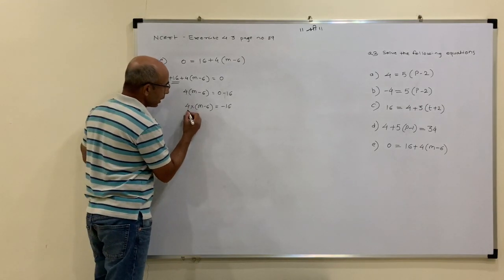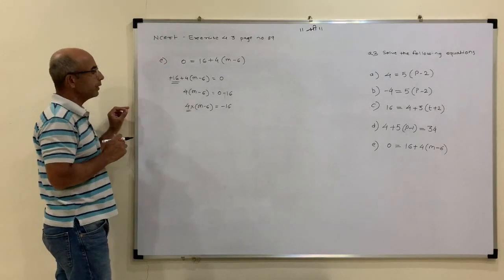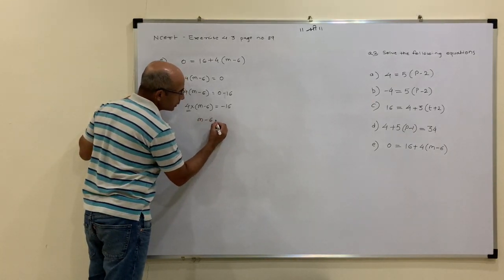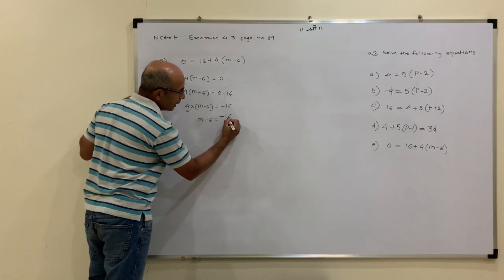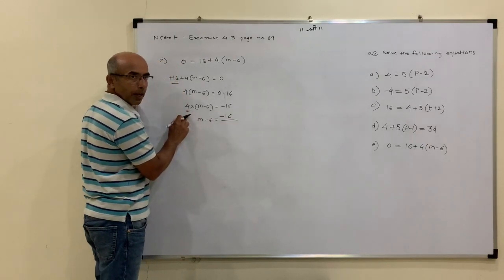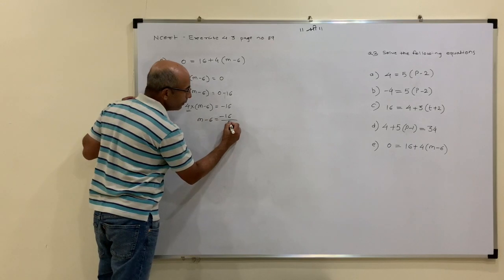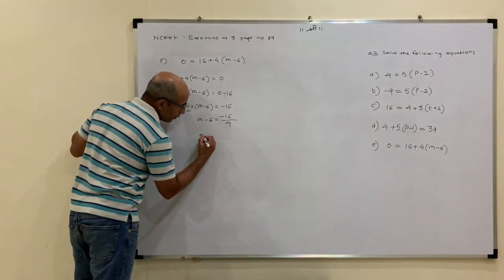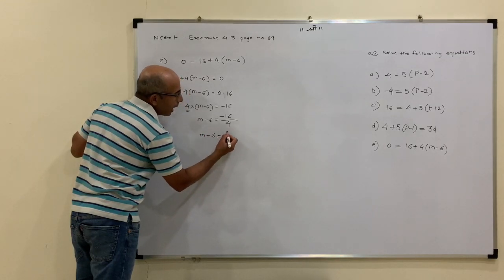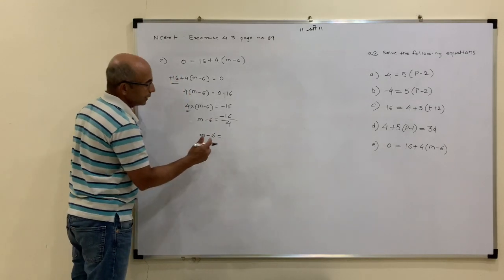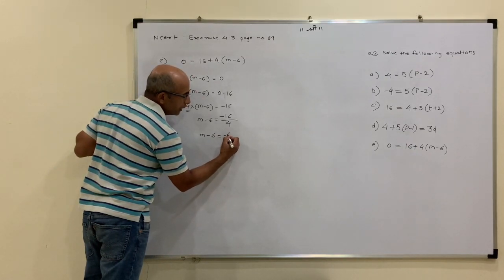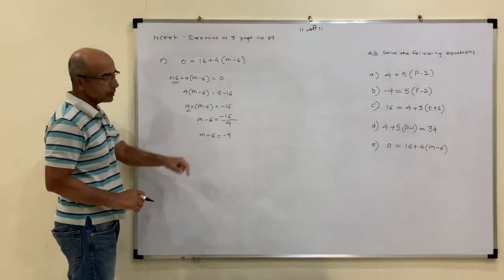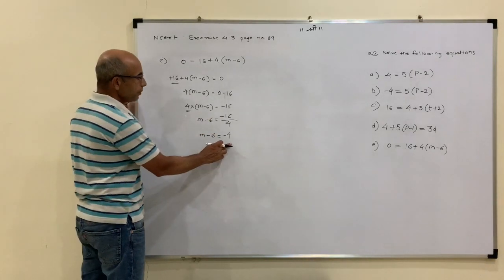So now I will be transposing this 4 from the left hand side to right hand side. So next step will be m minus 6 equals minus 16 divided by 4, since 4 is multiplied on the left hand side, when we transpose, it will be divided. So now my next step will be m minus 6, I am dividing minus 16 by 4. So my answer is, 4 fours are 16. And since one of them is a negative number, the answer is negative. So my answer is minus 4.